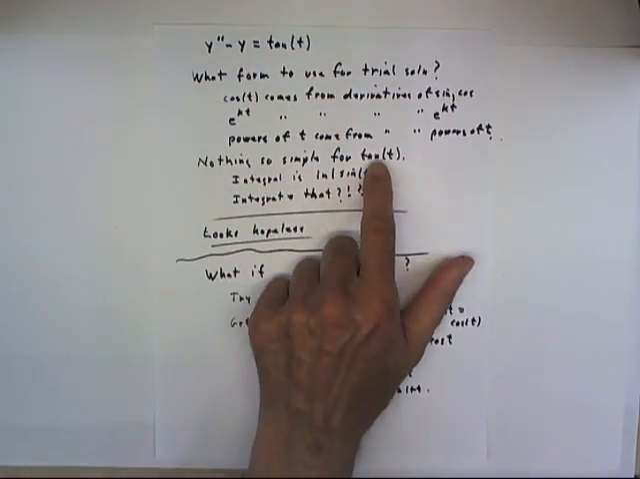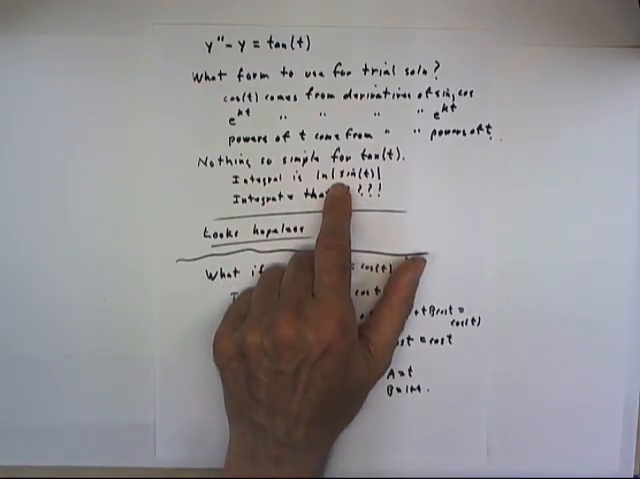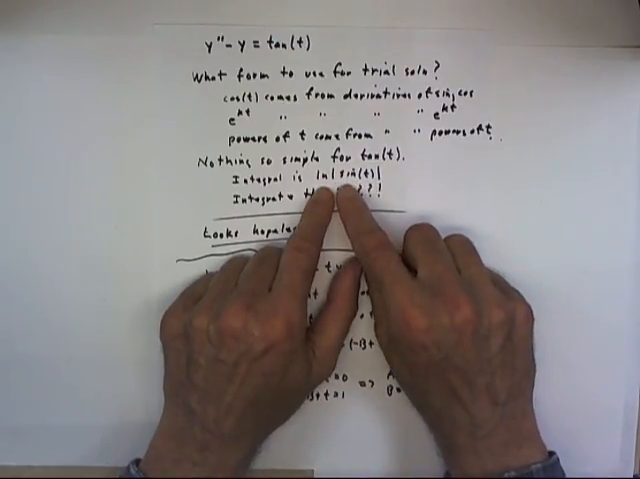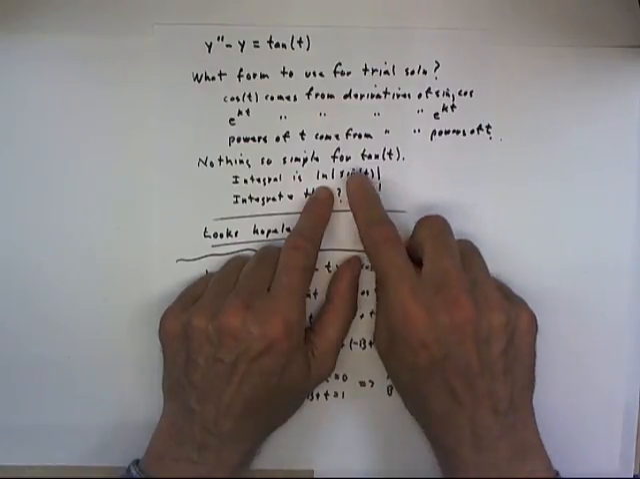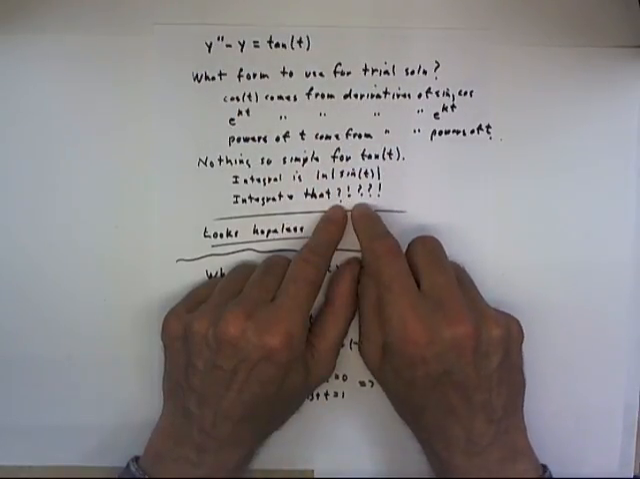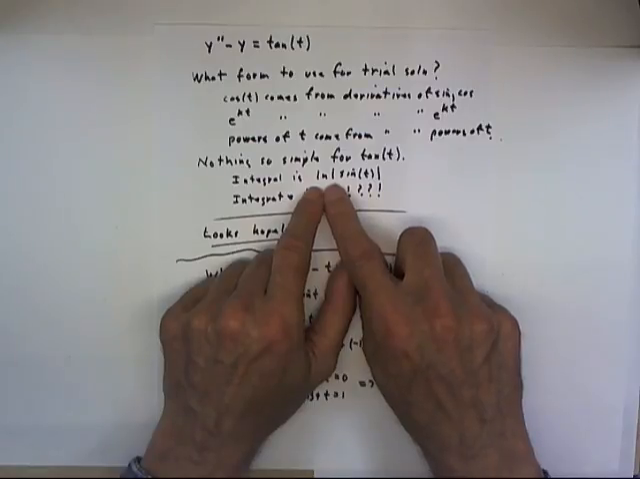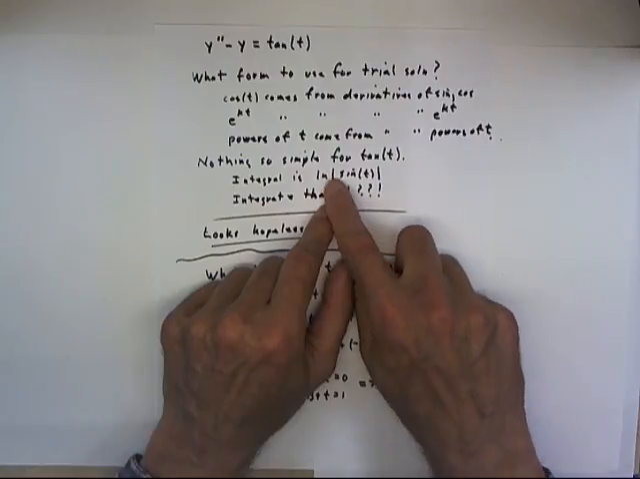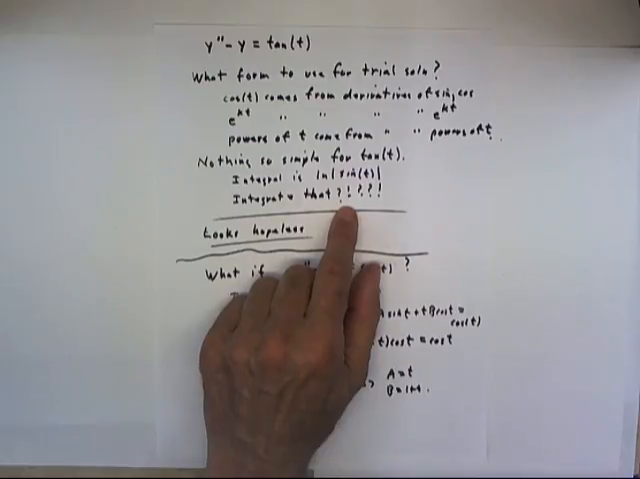Now, we can integrate the tangent of t once. The integral is the natural log of the sine of t. So we could have a trial solution perhaps that had multiples of natural log of sine of t and tangents of t. If we had second derivatives, as we do here, we'd have to have something else. And what would we take a derivative of in order to get the natural log of sine of t? Can we integrate the natural log of sine of t in closed form? I don't think so.